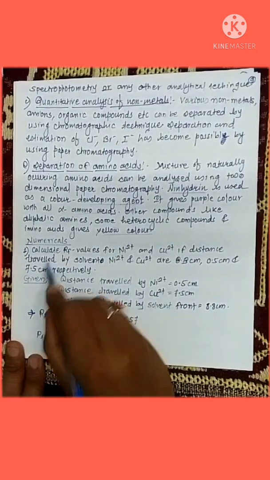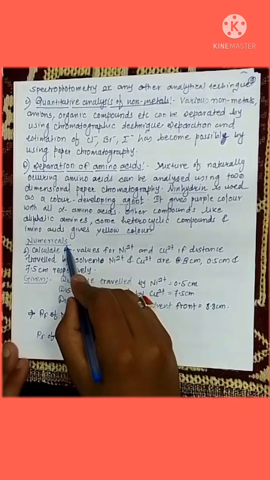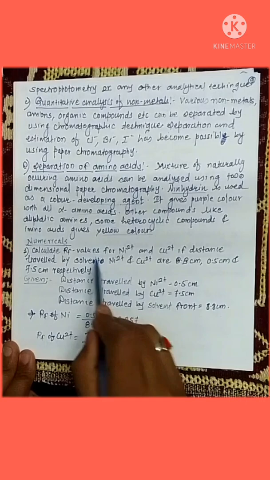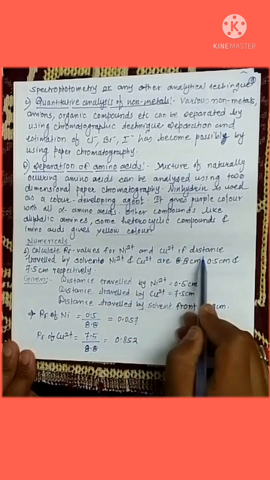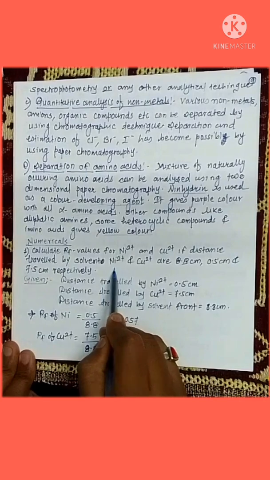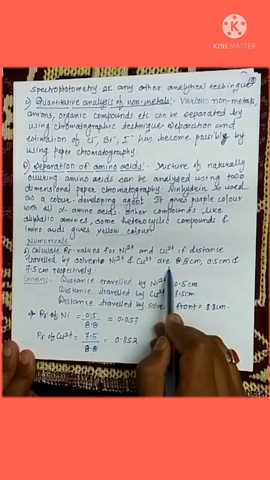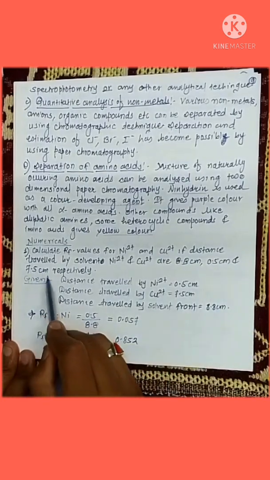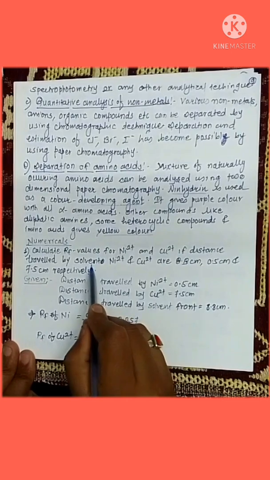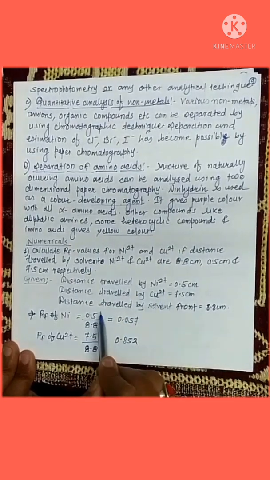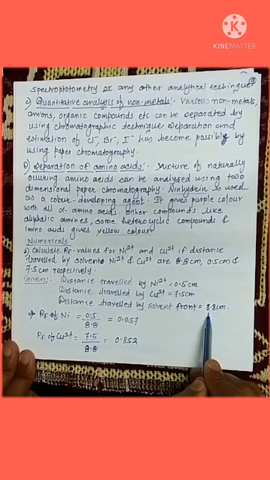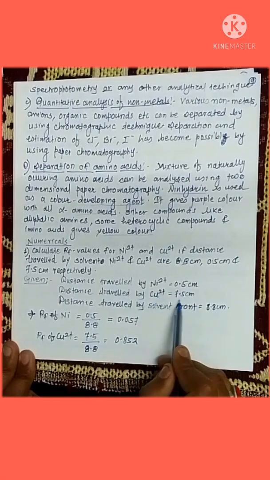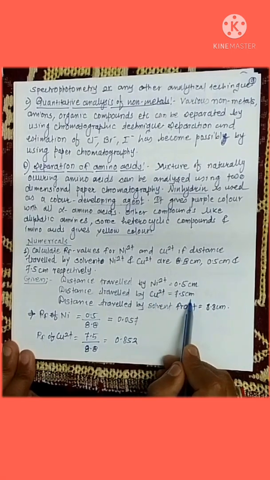Now we are going to see numericals. Generally numericals on paper chromatography are asked in the examination. So calculate RF values for nickel 2+ and copper 2+ if the distances traveled by the solvent, Ni2+ and Cu2+ are 8.8 centimeter, 0.5 centimeter and 7.5 centimeter respectively. So the distance traveled by the solvent front is 8.8 centimeter. That of nickel is 0.5 centimeter and copper 2+ is 7.5 centimeter.